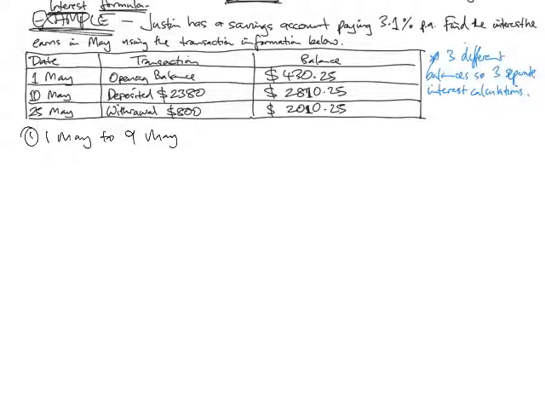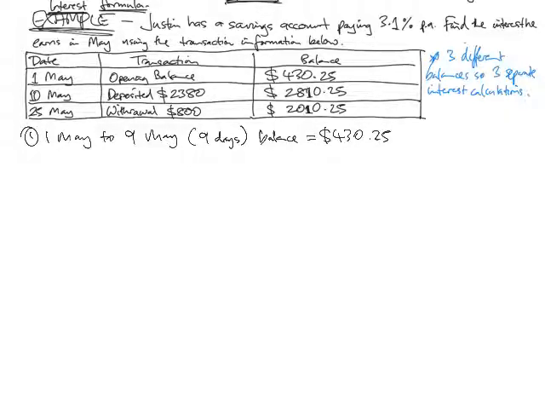You need to work out how many days that is. So 1, 2, 3, 4, 5, 6, 7, 8, 9. That's 9 days, and that is inclusive. 9th of May balance was $430.25. So you need to work out the interest that Justin earns on these 9 days for that balance.